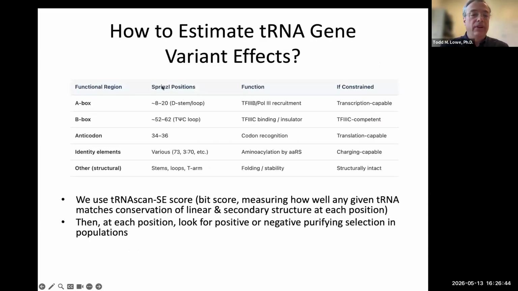Now, in trying to figure out what the importance of any particular variant and change in the tRNA is, there are lots of different functional areas of the tRNA that I've talked about briefly. The internal A and B boxes, these are in the D stem, which is on the left-hand side, and the T psi C stem, which is on the right-hand side. And those are what are required for recruiting Pol3. So if there are mutations in these, that might impair transcription of that.